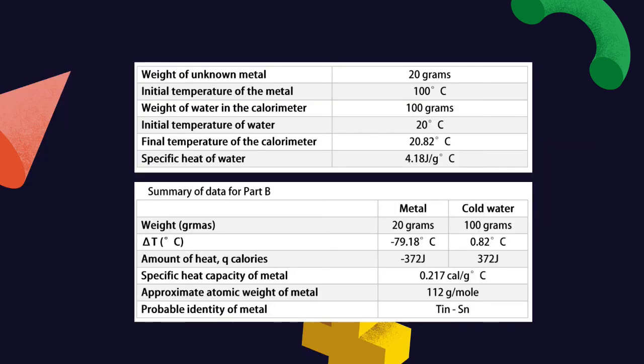Table B shows the results and data from the second part of the experiment, where an unknown metal is to be identified using calorimetry. And so, looking at the summary of data for part B, we can see that the probable identity of the metal is tin.